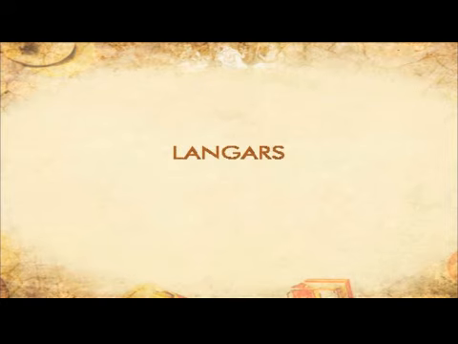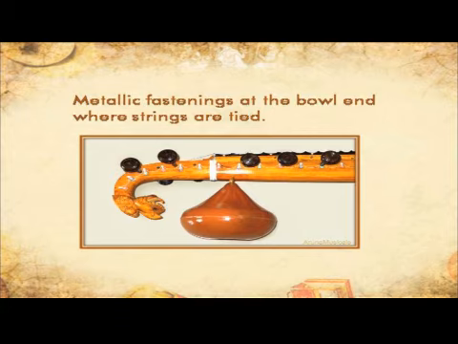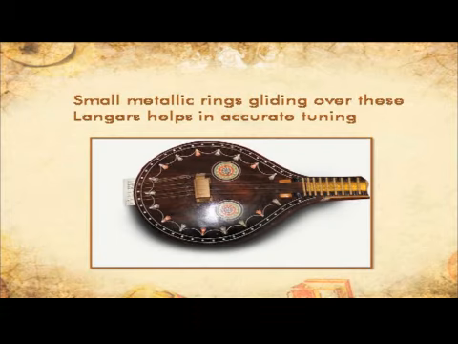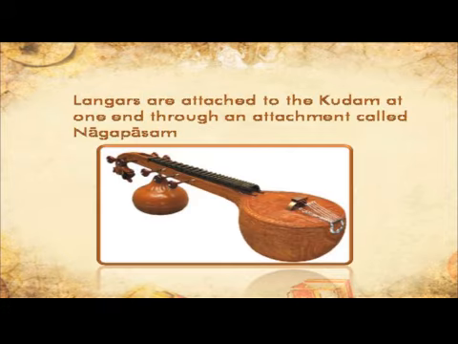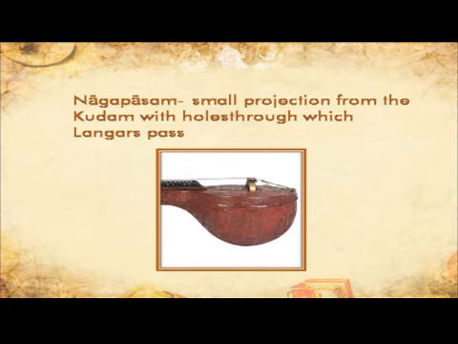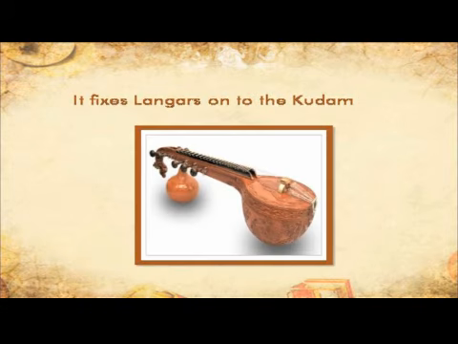Langars. At the bowl end, the strings are tied to metallic fastenings called langars. Small metallic rings gliding over these langars help in accurate tuning. These langars are attached to the kudam at one end through an attachment called Nagapasam. The Nagapasam is a small projection from the kudam with holes through which the langars pass through, and it serves to fix the langars onto the kudam.